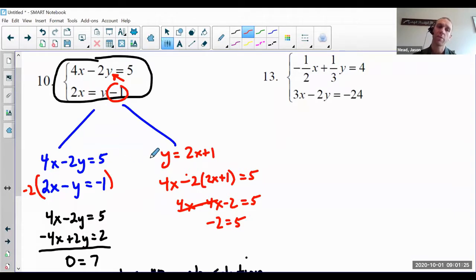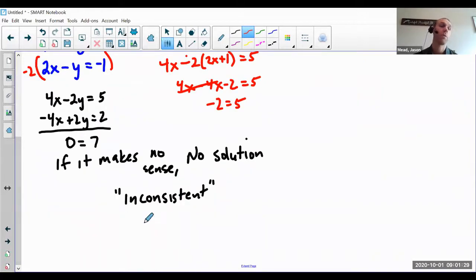So it doesn't matter if you solve it by substitution or elimination. You should get the same result. You should get the same point, or you should get the fact that there's no solution.